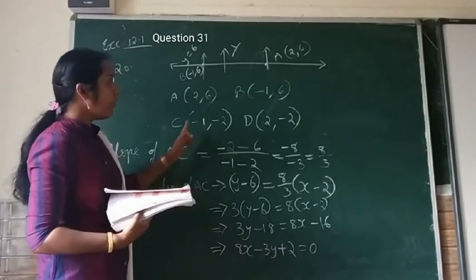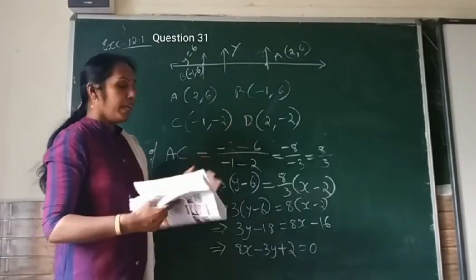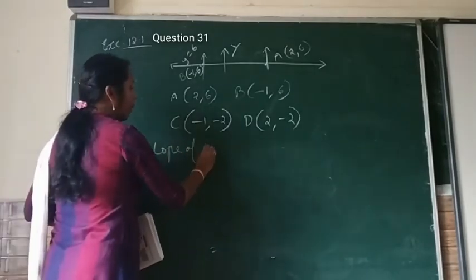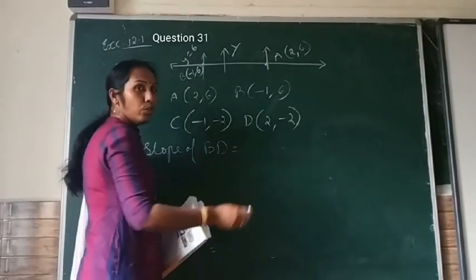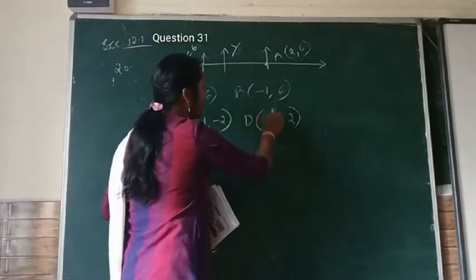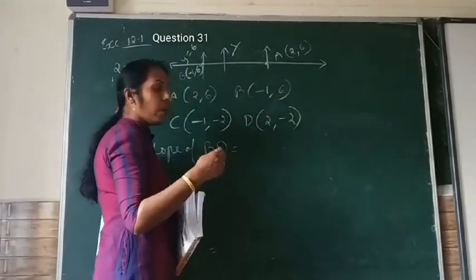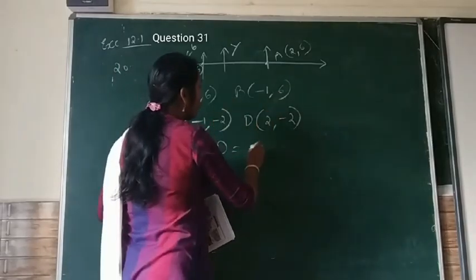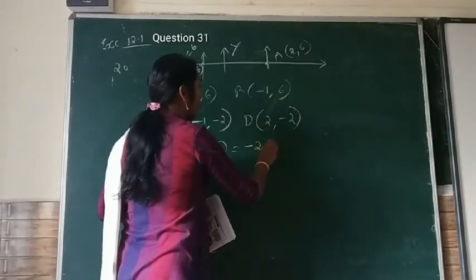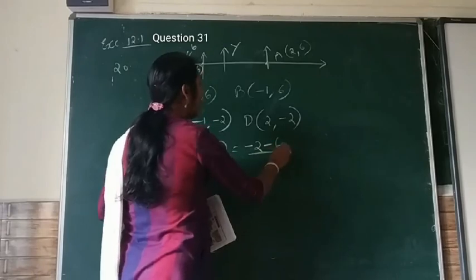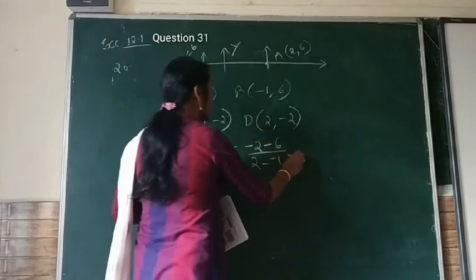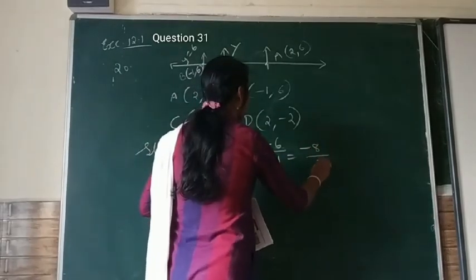Similarly, we can find out the equation of diagonal BD. Here we write slope of BD. Slope of BD is equal to, here these are the two points we consider. In that we apply the formula y2 minus y1 divided by x2 minus x1. So y2 minus y1 is minus 2 minus 6 divided by x2 minus x1, 2 minus minus 1, that is equal to minus 8 by 3.